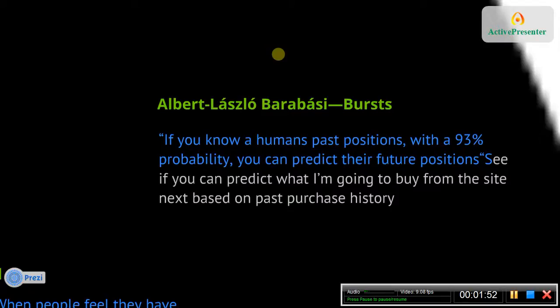Barabasi, in his article about bursts, says if you know a human's past positions with a 93% probability, you can predict their future positions. Again, this obviously relates to what Duncan Watts was saying with his perceived audience. Once you know who that audience is, you can predict what they're going to buy based on their past purchase history, based on what similar people in a similar area or who have been on the site for a similar amount of time are going to buy.